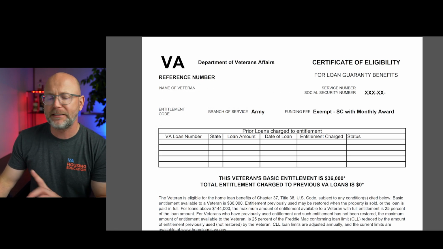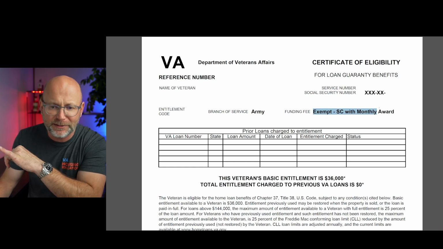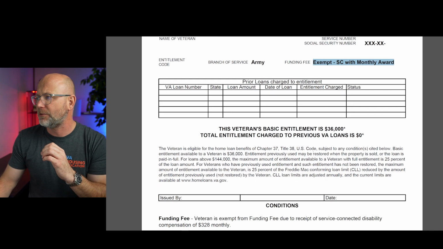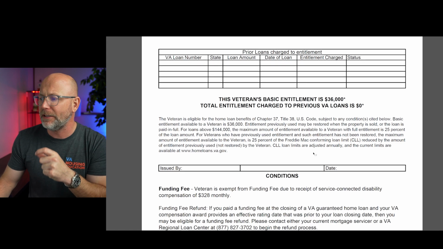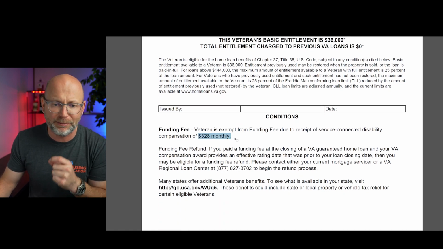So let me show you guys an example of what it looks like with an exempt. Same thing, except primarily it's going to be the same information minus the funding fee section, it's going to say exempt, because service members with a monthly award. So on here, it's going to say how much you're receiving on a monthly basis.